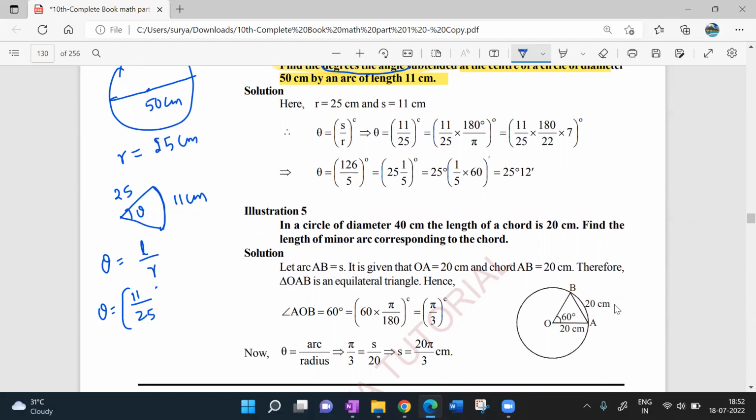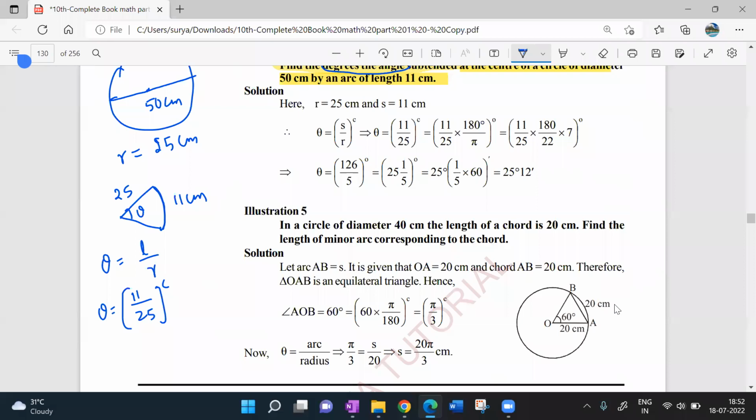It is in what? Here nothing is given to you, no unit given. So we'll be considering what? Radians, as I told you. Here no degree, no unit has been given. Is 11 by 25 degree or radian? I don't know, right? So in that case I'll always consider it as radians.